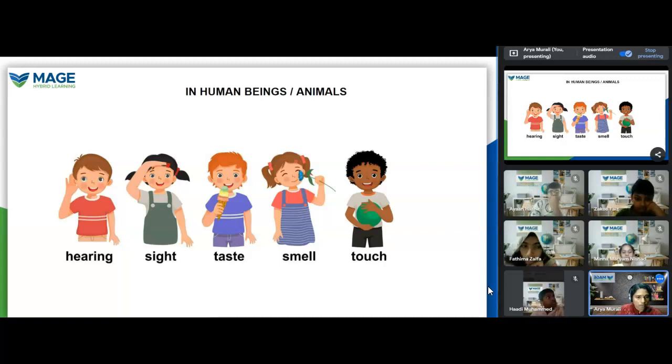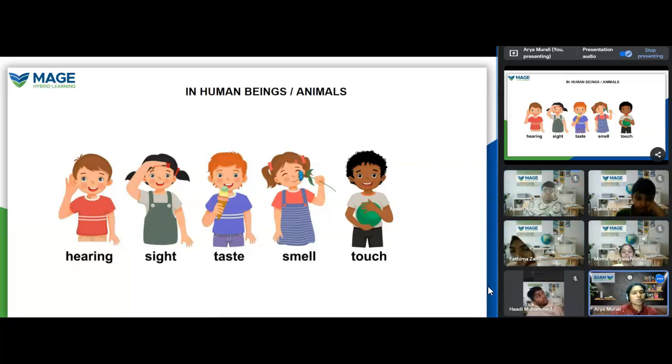We have specialized sense organs to sense. Which are the sense organs in our body? Ears, eyes, tongue, nose, and skin.